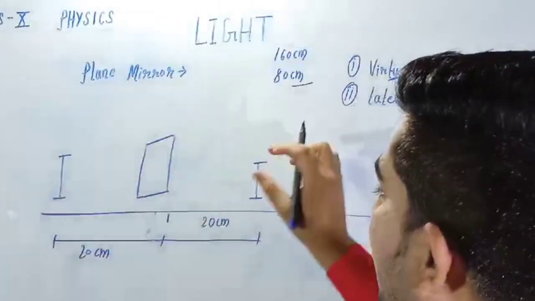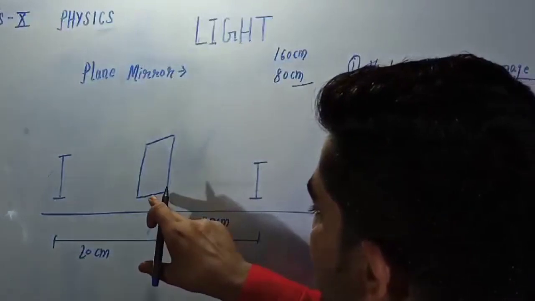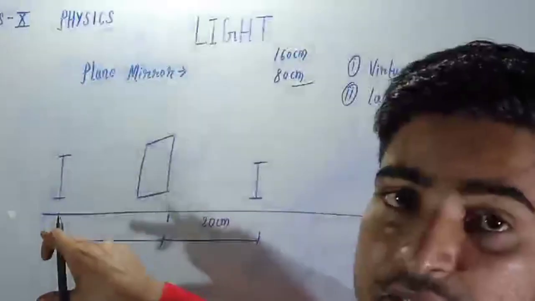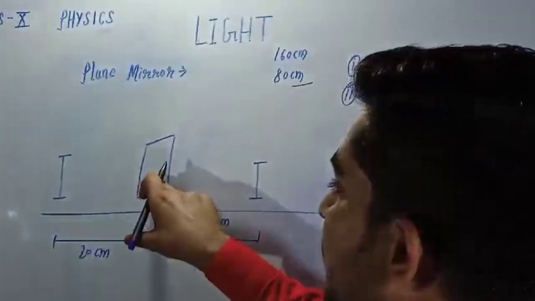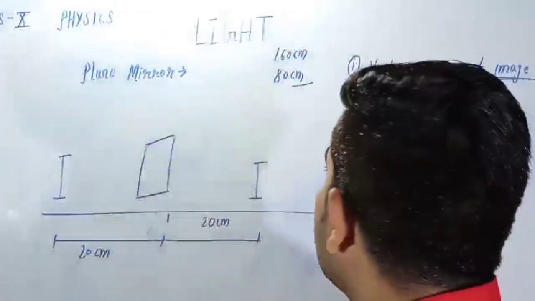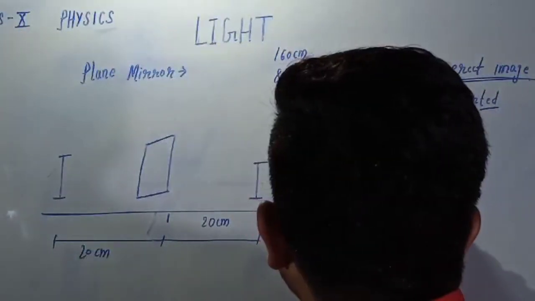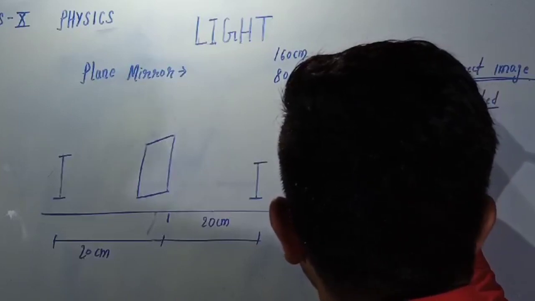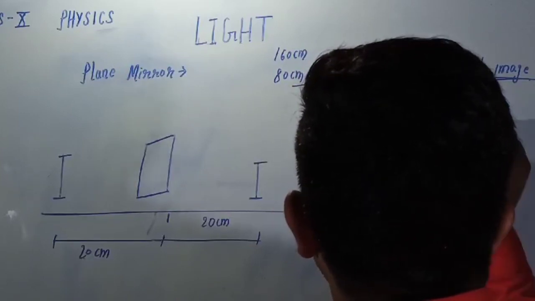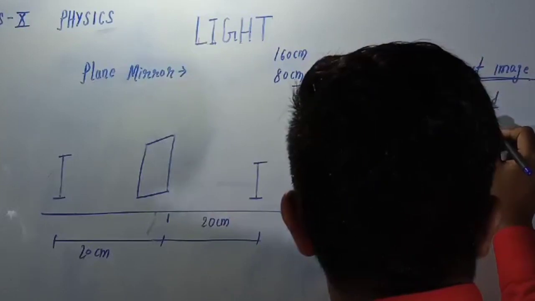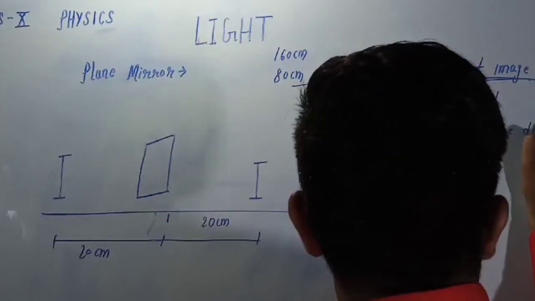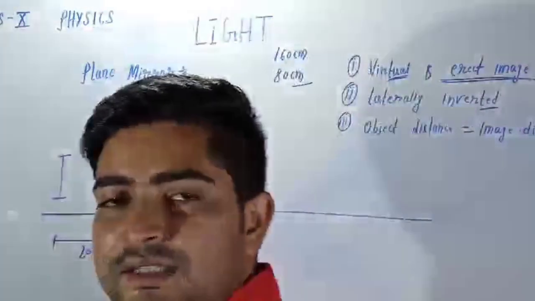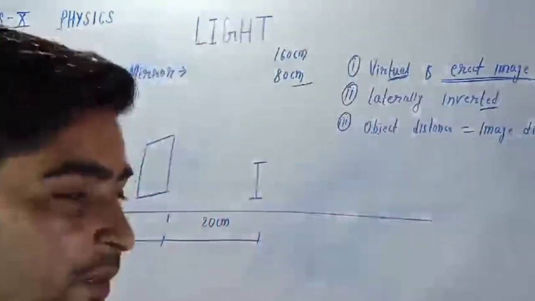As well as the object distance. It means the distance between the mirror and the object is always equal to the image distance, the distance between the mirror and the image. So this point you can also write: object distance is equal to image distance. So these are certain things that you have to know about the plane mirror.